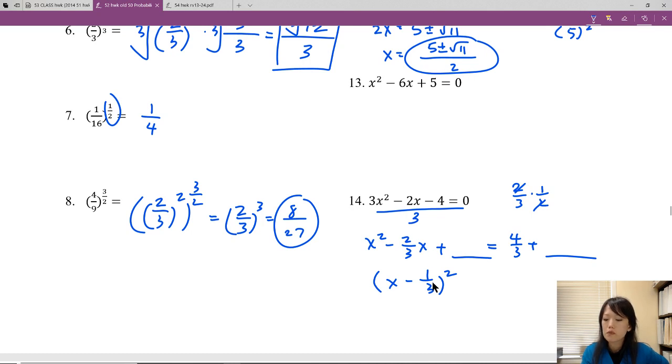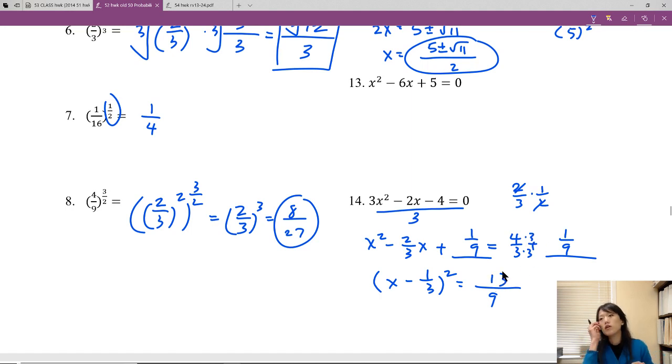You half this one, you put it here. But you have to reduce. Don't leave it as 2/6. So the 2 reduces. It's a 1/3. 1/3 squared is a 1/9. If you add 1/9 to the left, you have to add 1/9 to the right. Simplify. Write a 9 on the denominator for everybody. So this will be times 3, times 3, times 3. 12 plus 1 is 13.